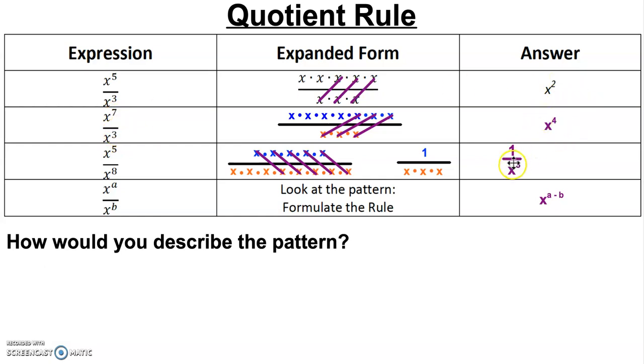What about this other example? What's happening here? I have 5 minus 8. Well, that's really x to the negative 3. And we'll do more with negative exponents next time. But I want you to know here that these are really equivalent. 1 over x cubed and x to the negative 3 are really the same. Once again, I want you guys to include in your notes how you describe the pattern for the quotient rule.